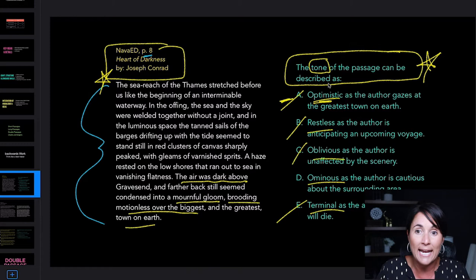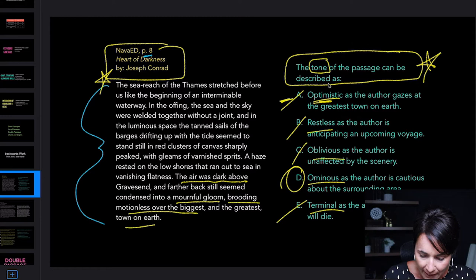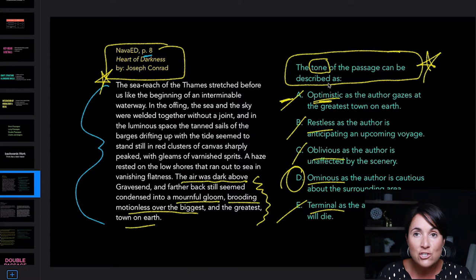But notice, I didn't even read that whole passage. I went, okay, optimistic, restless, oblivious, ominous, terminal. All right, let me go in here. And then, of course, look at this. At the end, you've got the answer there. So be strategic. That one is an easy one.